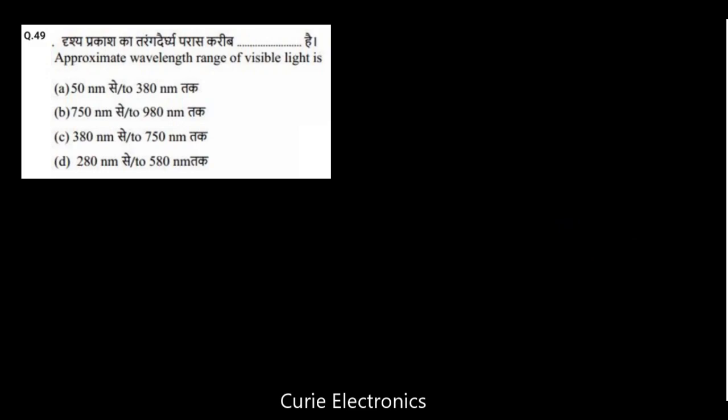Approximate wavelength of visible light is. This question was there in many question papers. It is 380 nanometer to 750 nanometer. 750 nanometer, which light is it? It is red because wavelength is more. 380 nanometer, what is it? It is violet because wavelength is less for violet.